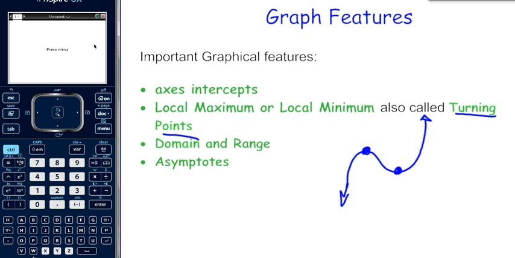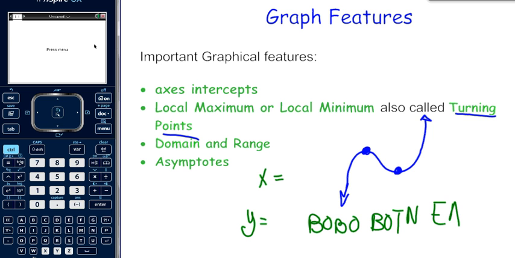Domain and range, we've talked about that. Domain is all the x values. Range is all y values. Asymptotes, of course, we can have vertical asymptotes, which we write as x equals, and those are defined when we're dividing by 0. And horizontal asymptotes we write as y equals, and they're looking at the behavior as x goes to positive or negative infinity.